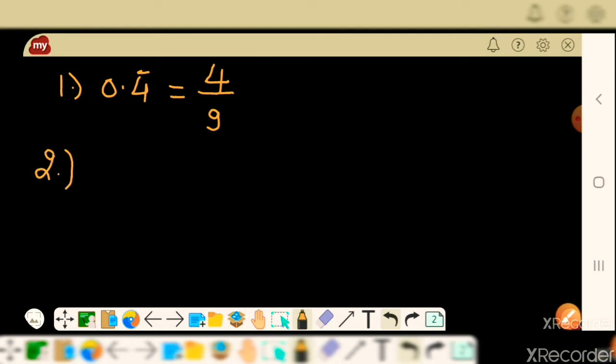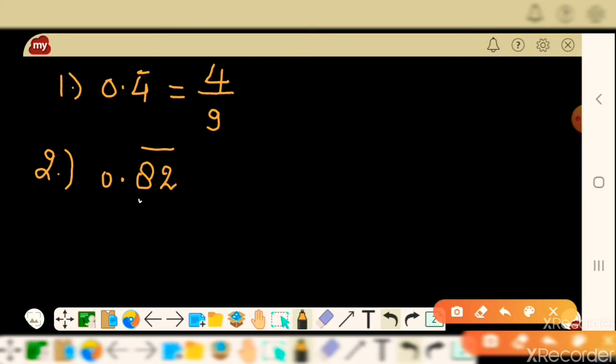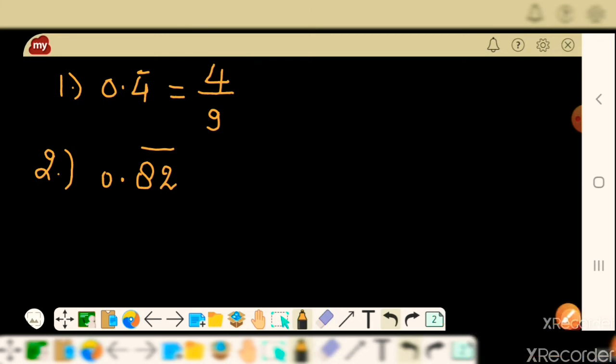Now, let's take one more example. Let's say I'm having 0.82 bar. Here I'm having bar on both the numbers, 8 and 2. So, as we have done in the previous question, we have to write the number without the decimal in numerator. So here I will write 82 and in denominator I will write 9.